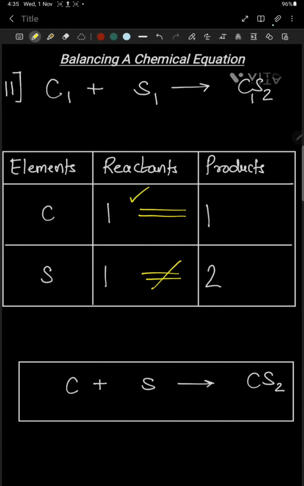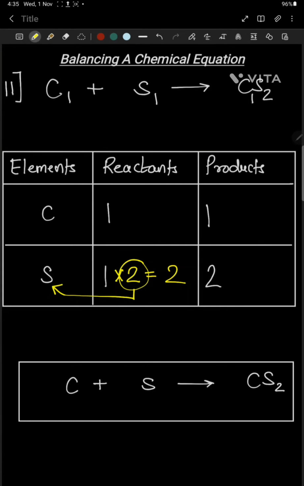So I am multiplying 2 to which element? With sulfur. On which side? On the reactant side. Let's go up. Do we have sulfur alone on the reactant side? Yes. So I'll just simply put 2 there. Once I check, carbon was already balanced with 1 and 1. Now even sulfur is balanced with 2 and 2.